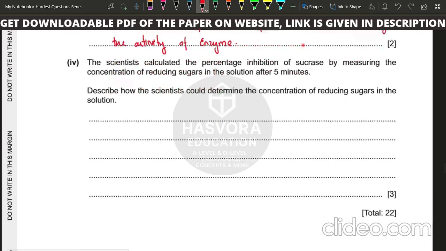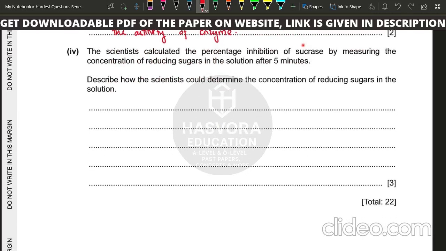Then the last part of this question says the scientists calculated the percentage inhibition of the sucrase by measuring the concentration of reducing sugars in the solution after 5 minutes. Describe how the scientists could determine the concentration of reducing sugars in the solution.